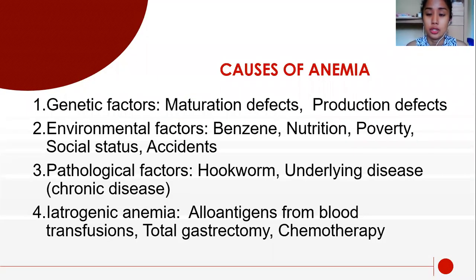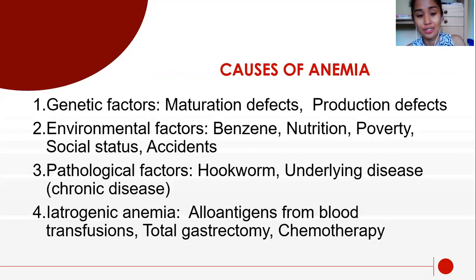What are the causes of anemia? I tried to give other examples. So genetic factors, maturation defects, and production defects. So there's something wrong with the erythropoiesis. There's something wrong with the differentiation, diba? Differentiation means the maturation of your cells. So there can be, for example, pag deficient of vitamin B12, something wrong with DNA synthesis. So there is asynchronous maturation.